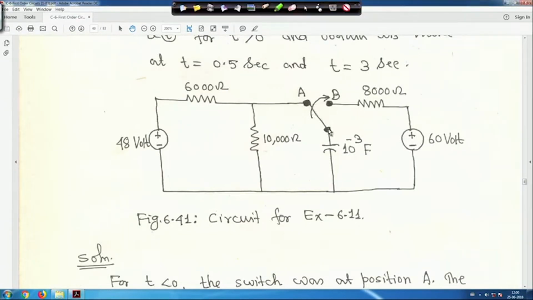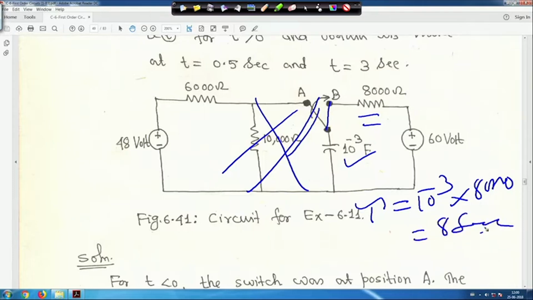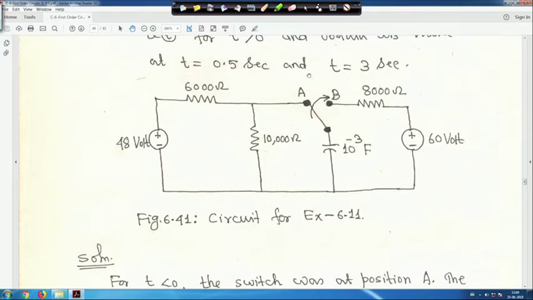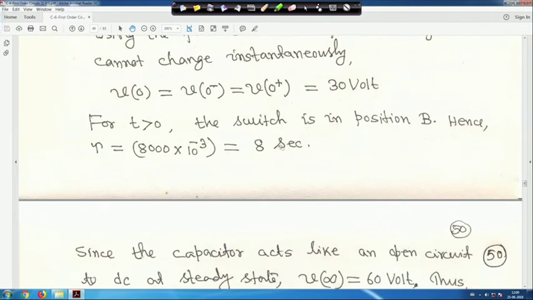Now the switch has moved from this position to that position, and this part is not there. So the capacitor is 10 to the power minus 3 farad and the resistance is 8000 ohm. First you have to find out the time constant of the circuit. It is CR, 10 to the power minus 3 into 8000, so it will be 8 second. This will be tau, because the switch has moved from this to that. So tau is equal to 8 second.